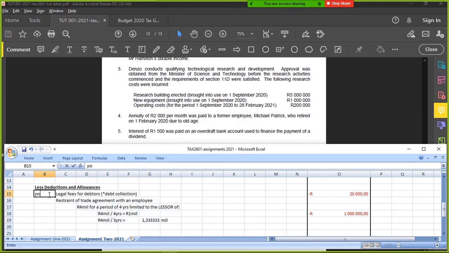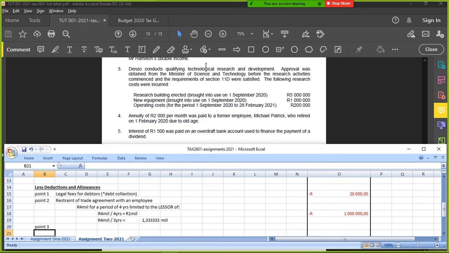All right, number 3. So this was obviously point 1. I'm just going to label these points so at least then when you look at it again, you've got the right workings. Right, so D, conduct qualifying technological research and development.